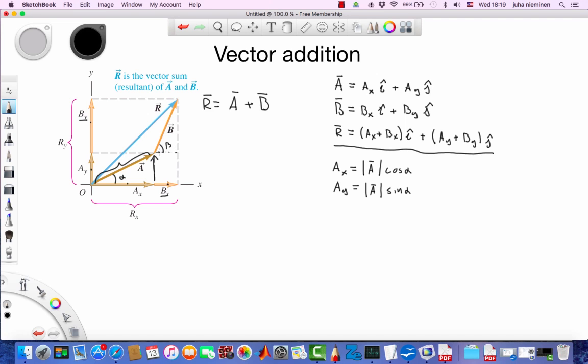And in that way, like we did earlier, here we have again bx, so bx must be the length of the vector B, its magnitude, times cosine beta, and the y component, which is here, is magnitude of vector B times sine of that angle.